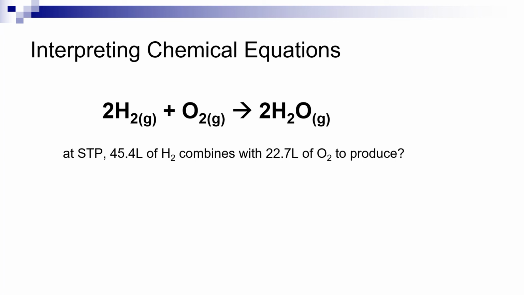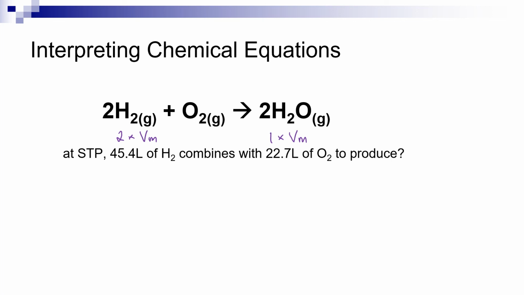However, if we look at a chemical equation where we're reacting only gases, here we've got 2 moles of hydrogen gas reacts with 1 mole of oxygen gas to produce 2 moles of water vapor. So at STP, if we combine 45.2 litres of hydrogen, which is 2 times the molar volume, with 22.7 litres of oxygen, which is 1 times the molar volume, how much should we produce?